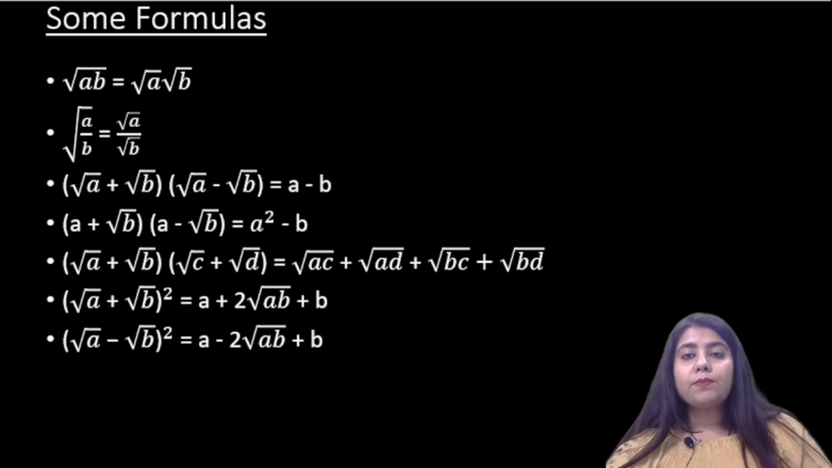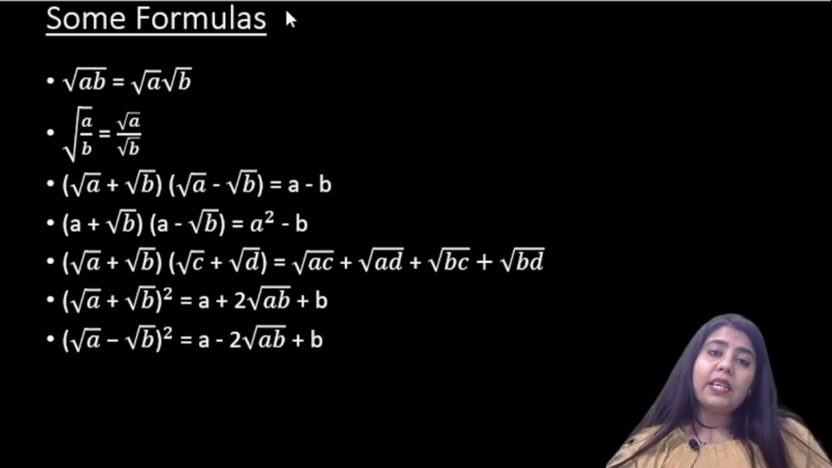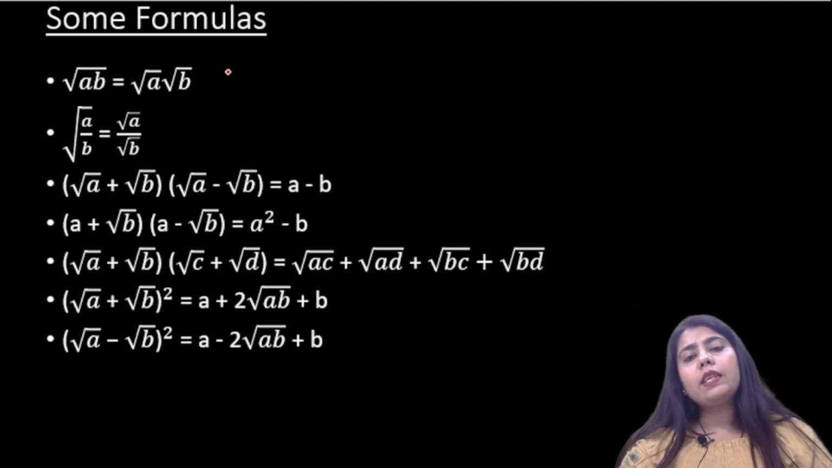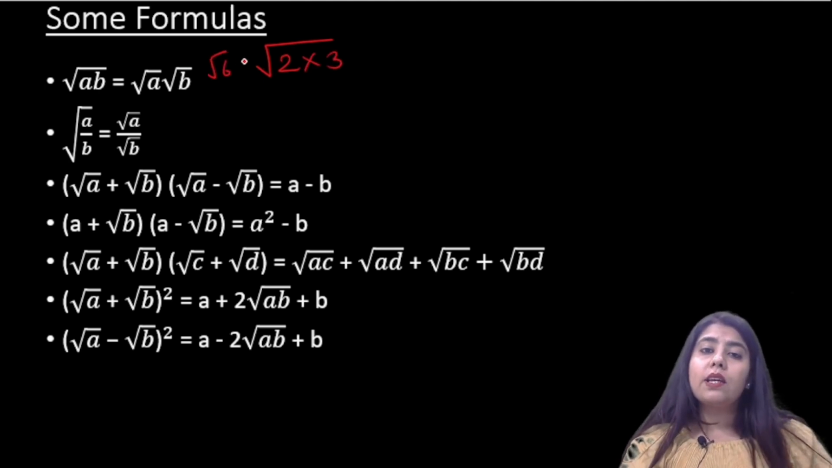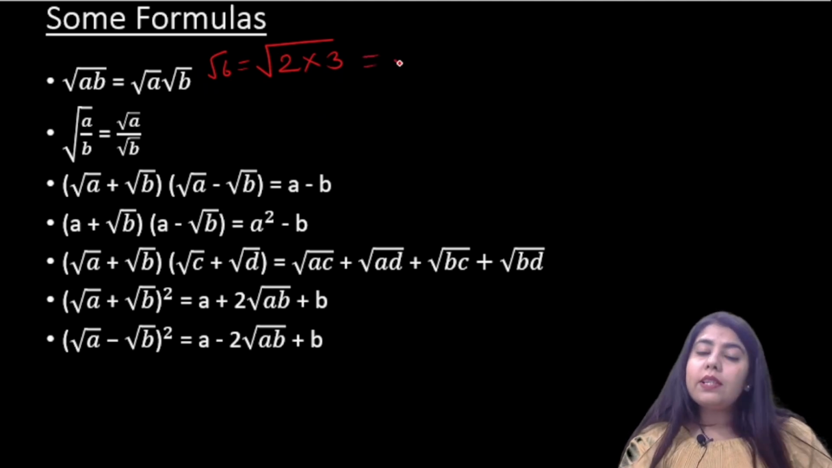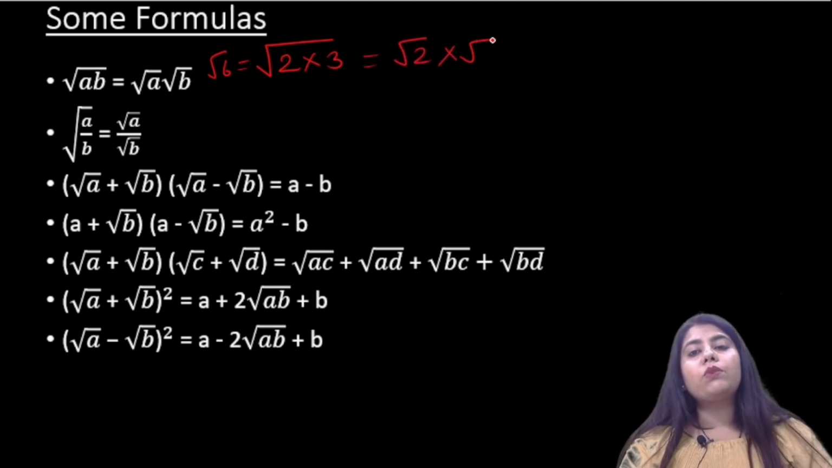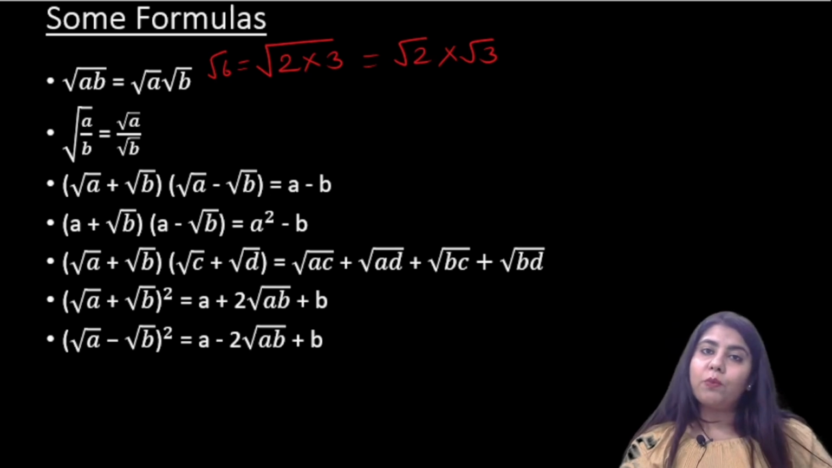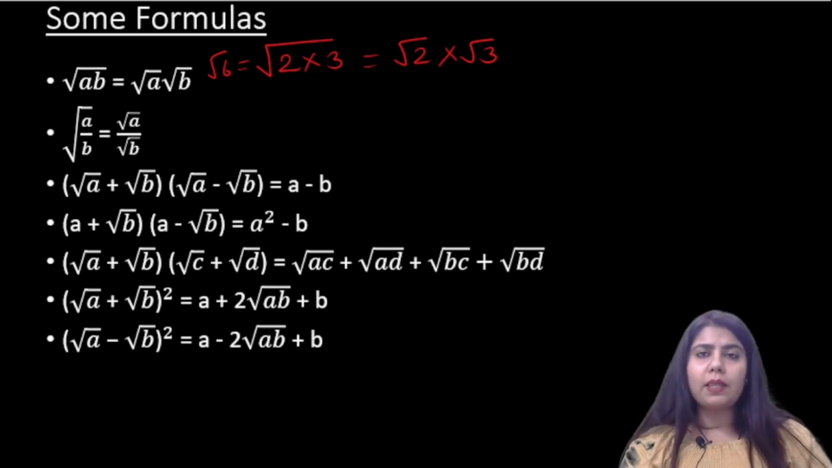Next, we have some formulas here. These formulas say root AB is equal to root A times root B. If I take an example, root 6 can be written as root 2 multiplied by 3. It is also equal to root 2 multiplied by root 3. Okay. Next, in a similar way, root A by B is equal to root A by root B. Clear? We can separate them out.